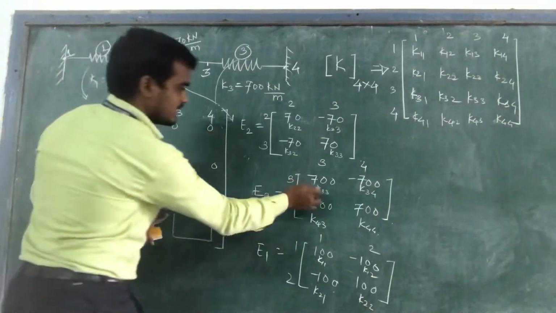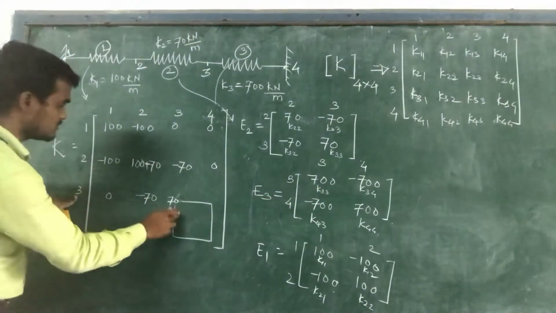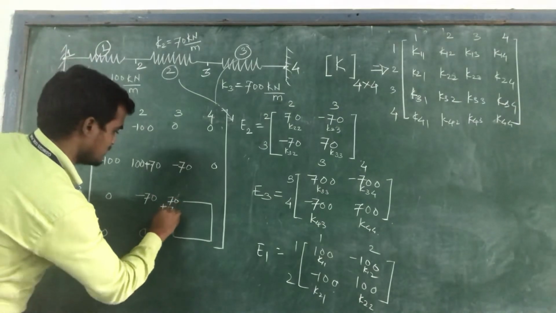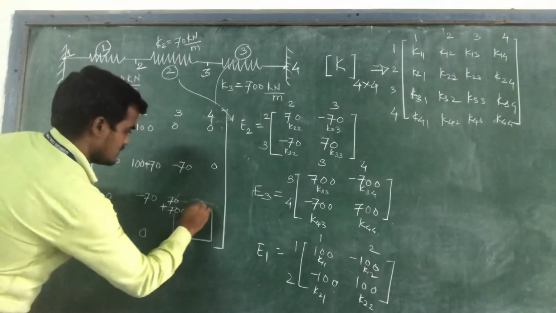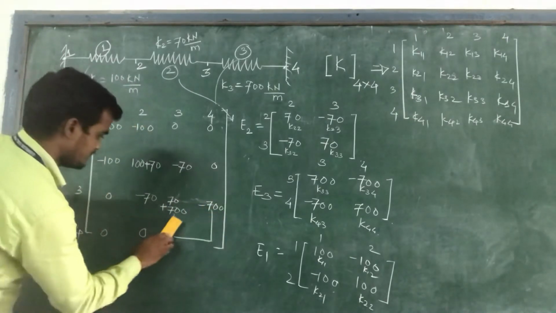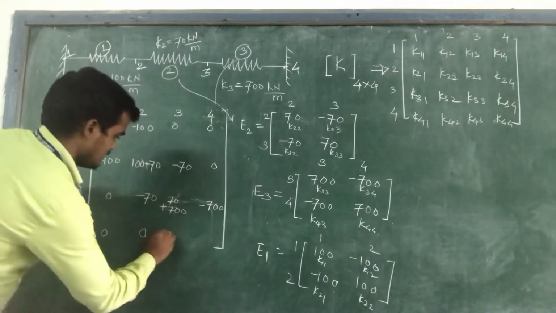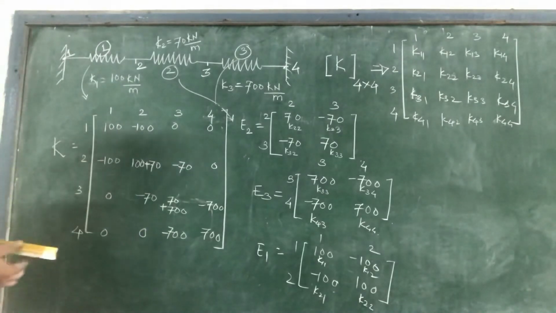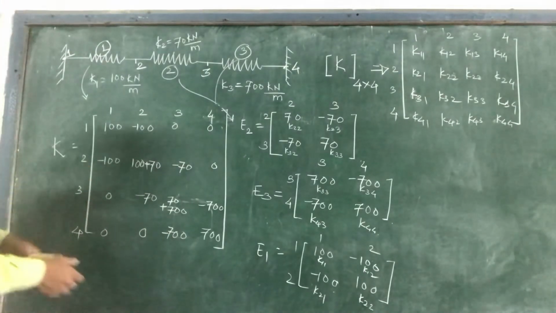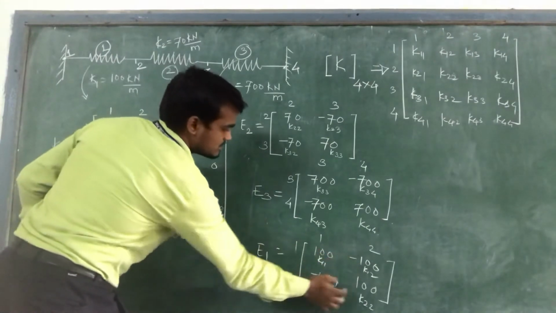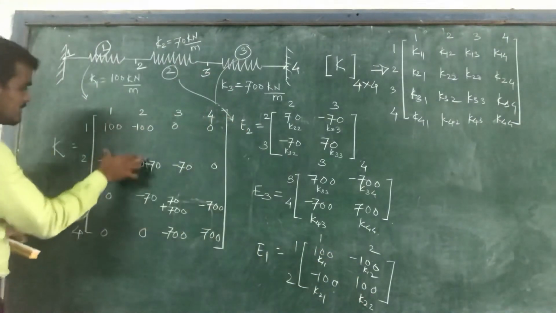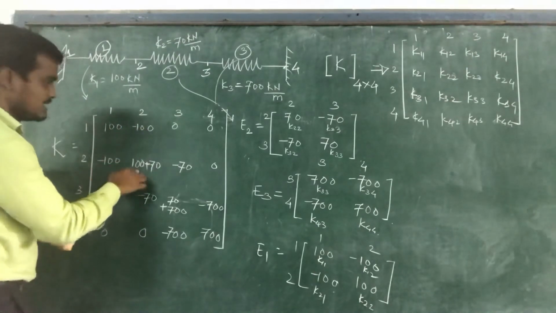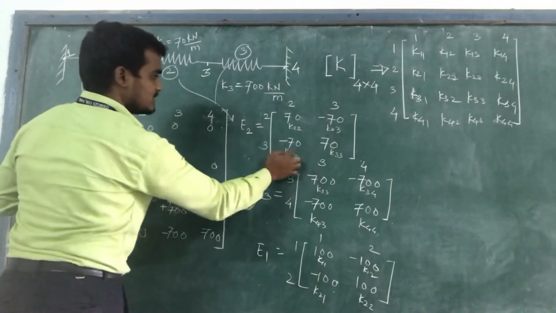So K33 means third row, third column. So it will become plus 700, minus 700, minus 700 and 700. Okay, so in this way we have written our first element 100, minus 100, minus 100, 100 between 1 and 2. So between 1 and 2 means this block. So 100, minus 100, minus 100, 100. Then the second element 70, minus 70, minus 70, 70.